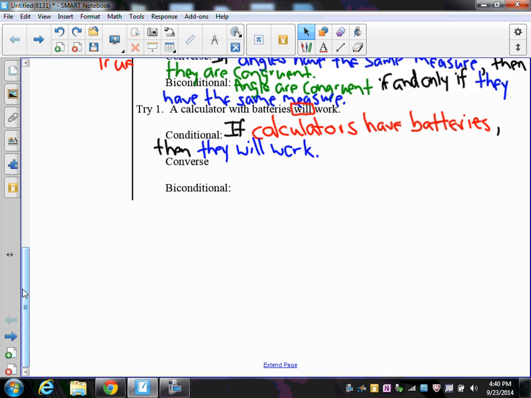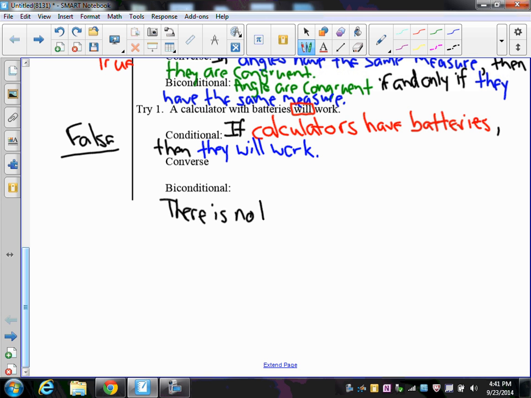So is this true or false? Well, if calculators have batteries, there's one of two things that can happen with those batteries. It either works or it doesn't. So if a calculator has dead batteries, that's false. So right away, because it's false, there is no biconditional. Remember, both the conditional and converse have to be true. You need to write the converse for this one on your own.